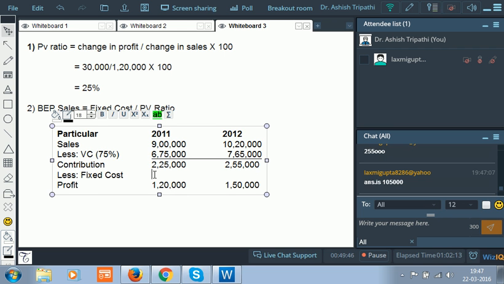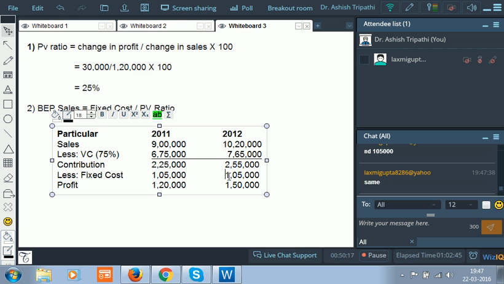2,25,000 minus 1,20,000 will give you 1,05,000. Awesome. Your answer is correct, 1,05,000. This is for the first year. Let us try to calculate for the second year. 2,55,000 minus 1,50,000. We are getting the same again, yes, 1,05,000.